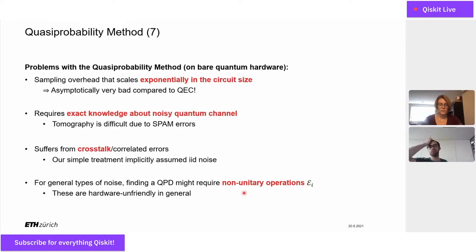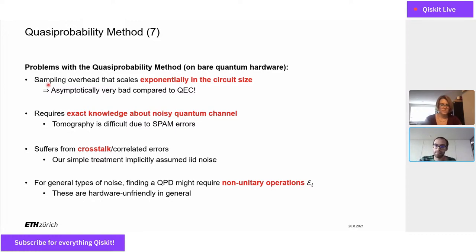So at this point, I'd like to talk a little bit about the drawbacks of the quasi-probability methods. Everything I talked about now seems very nice, but of course, when you try to actually realize these things on the actual hardware, there's always problems that pop up. The first problem, which I already mentioned, is that the sampling overhead scales exponentially in the circuit size. And again, I'd like to reiterate that this is why quantum error mitigation techniques are not meant to be a replacement for quantum error correction. They exhibit a significantly worse scaling.